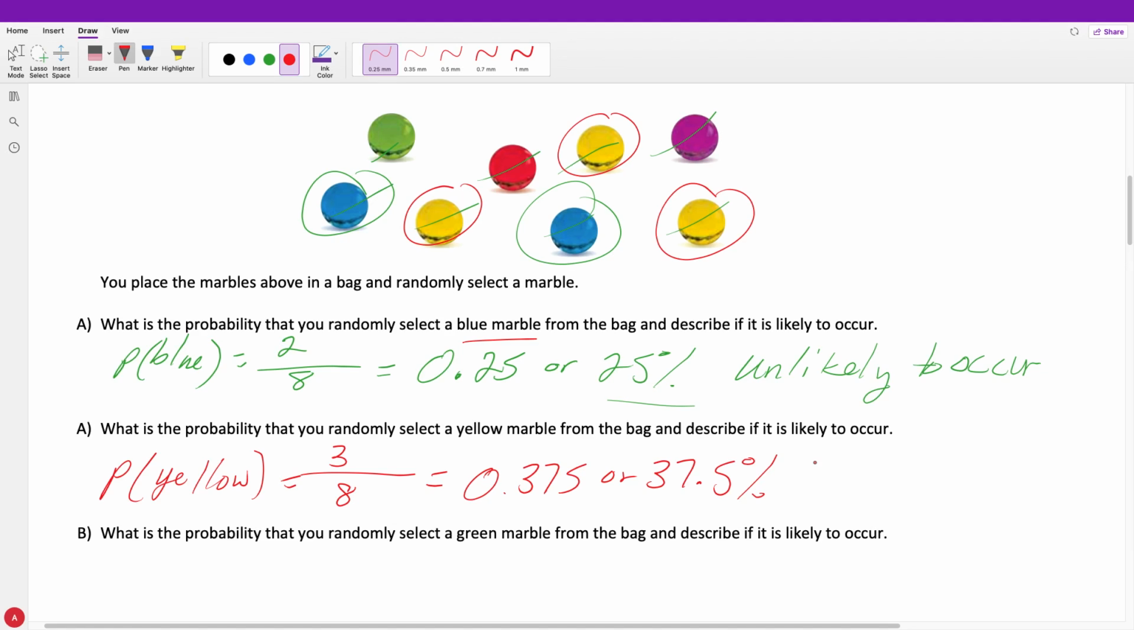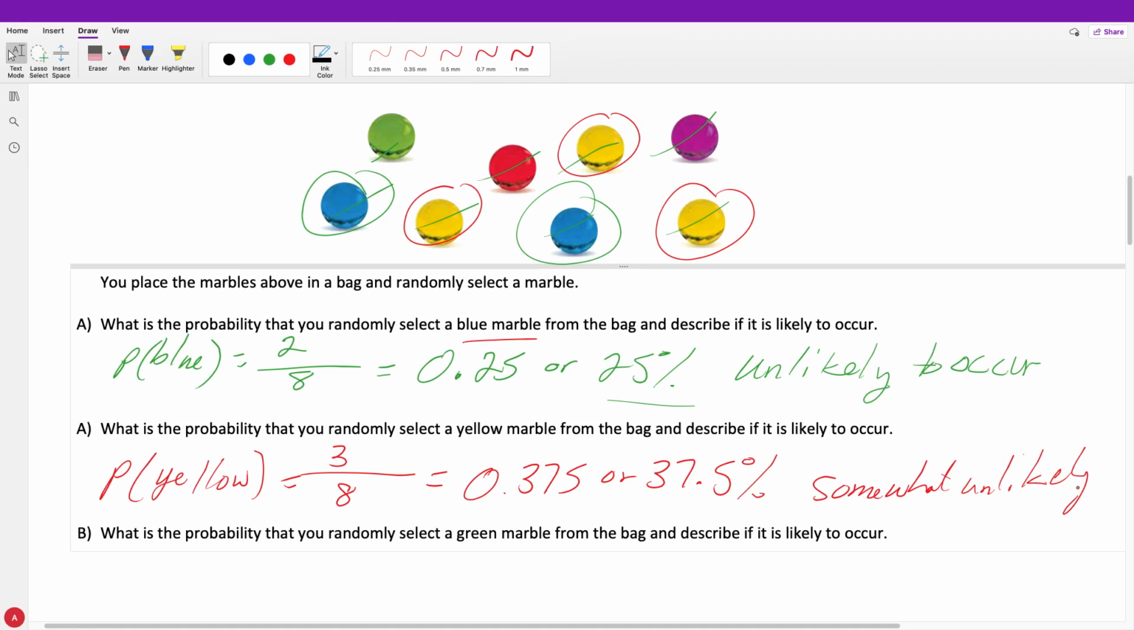So it's still unlikely to occur, but not as unlikely as our blue marble. So I would say maybe somewhat unlikely. It's pretty close to 50-50, but not quite there. And it's still leaning towards a side of not happening. So I would say it's somewhat likely to occur, somewhat unlikely to occur.